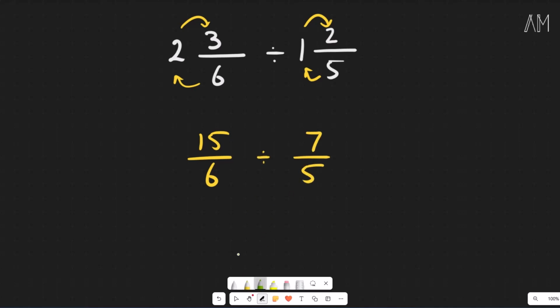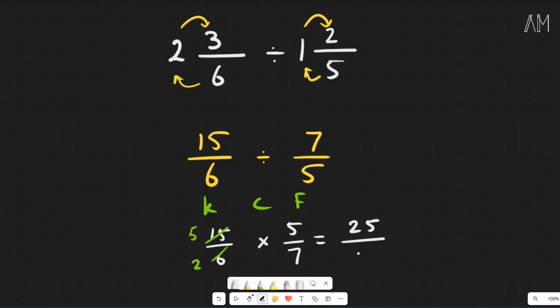And now I can apply the keep, change, flip. Keep the first fraction as it is. Change the division into multiplication and flip the second fraction upside down. And there we go. I can here actually cancel by 3, both of them. This will become 5, this will become 2. So 5 times 5, up by up and down by down. 5 times 5 is 25, and 2 times 7 is 14. And like this, we are done.